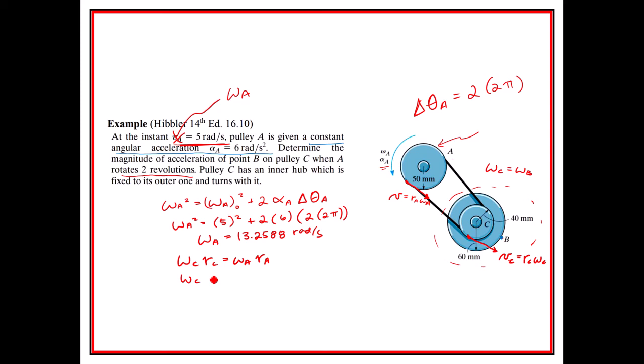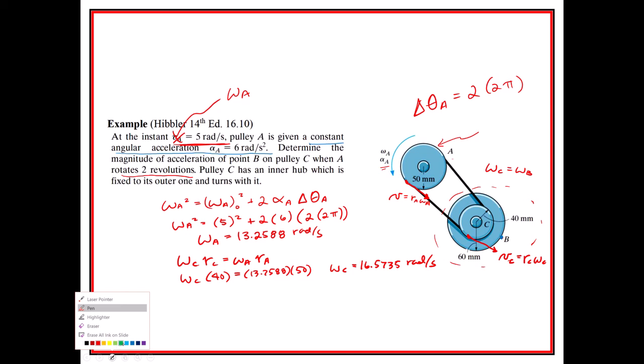So omega_C times, and we can use millimeters. We don't have to change it into meters. We could, but that's going to be 40 because they're just going to cancel out. And 13.2588, silly to write all those out. 50, and we get omega_C is equal to 16.5735. Wow, they really went crazy with those sig figs here.